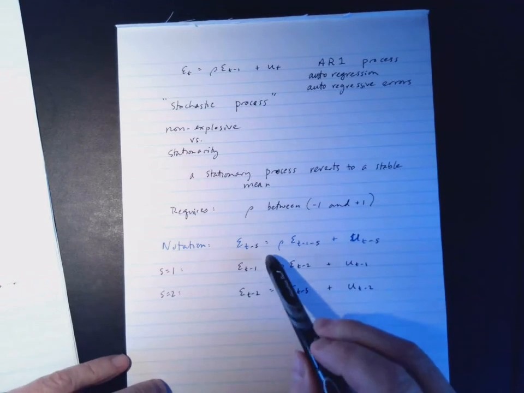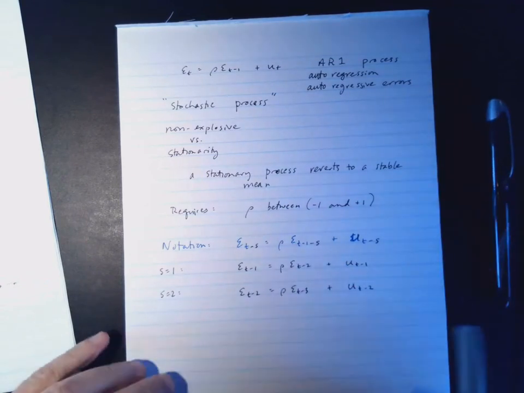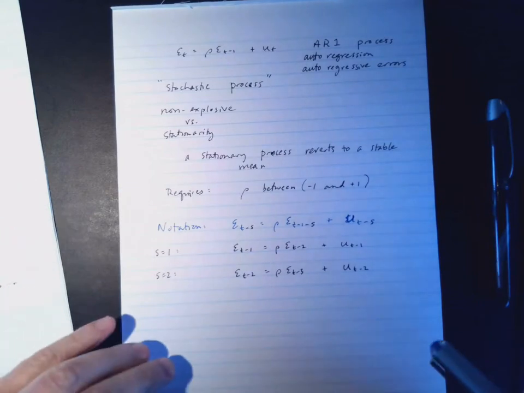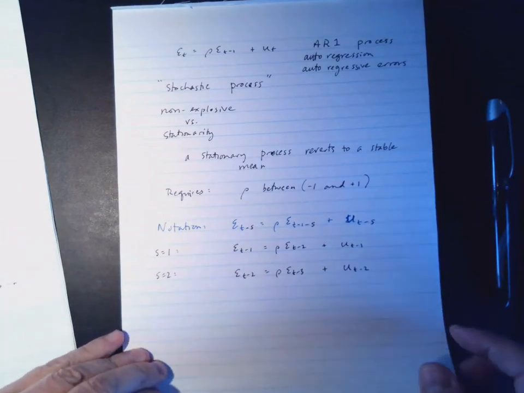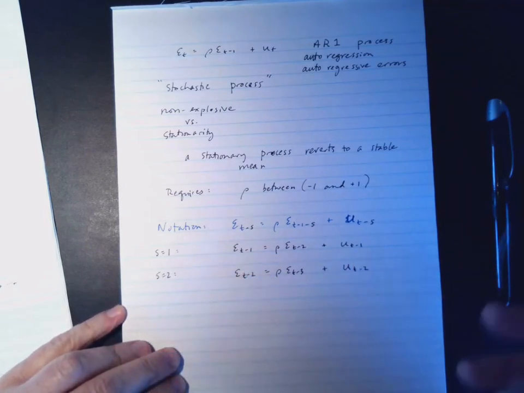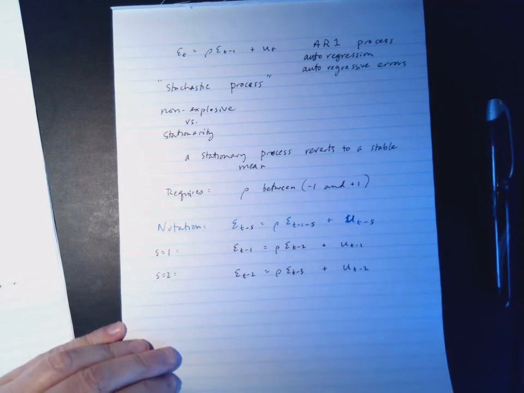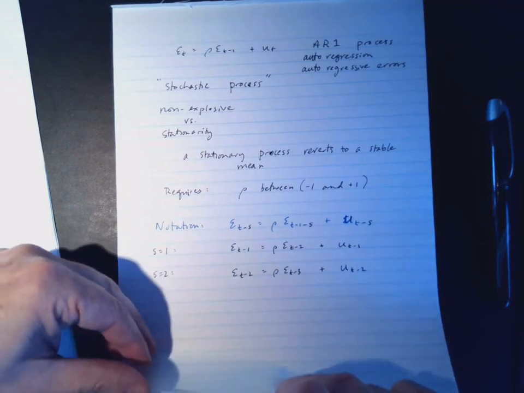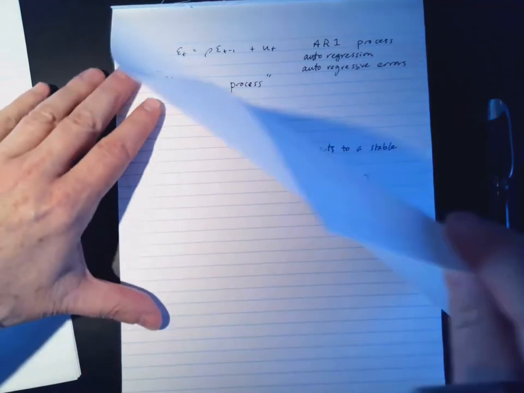So I haven't really changed anything. I've just added s in there, and s can be any integer, and that way you can see that you can lag this process. You can look at the lag values of the process. Right, I'm going to switch to a new page. If you need to write that down still, pause the video, but here goes.